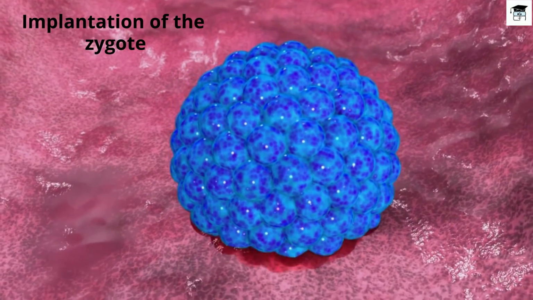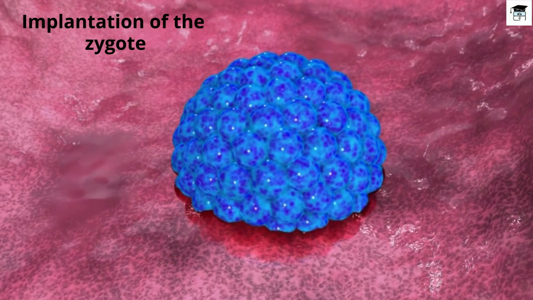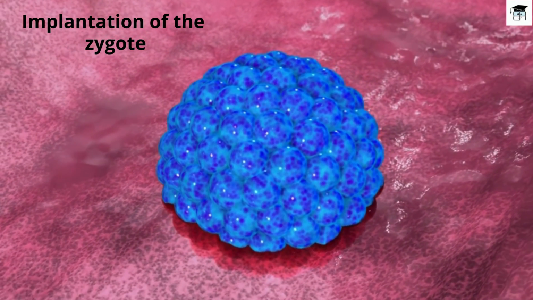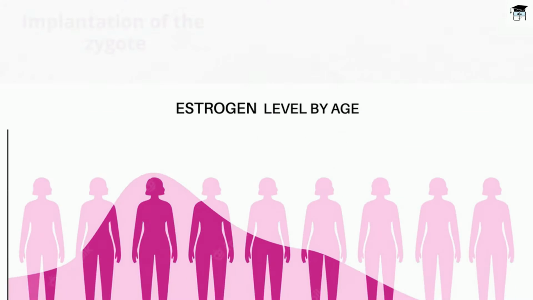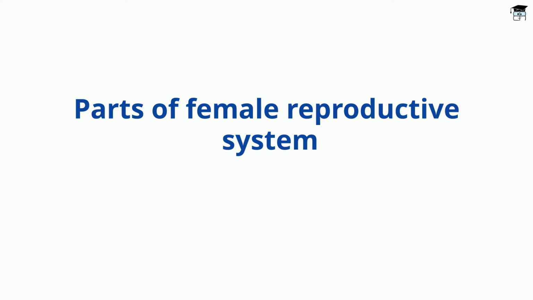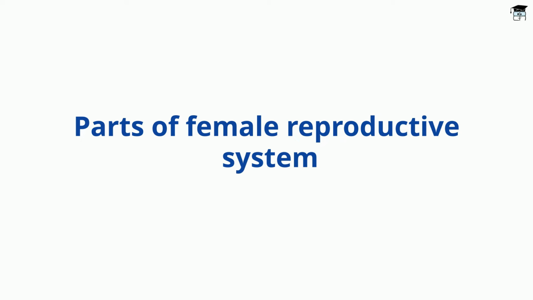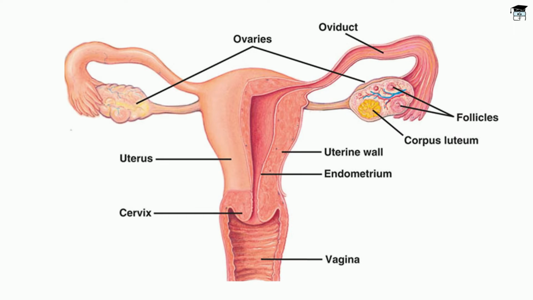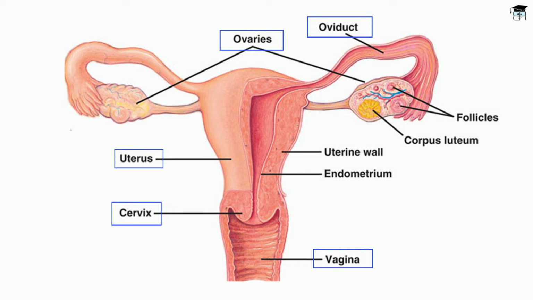Implantation of the zygote in the walls of the uterus is the next step after fertilization. Apart from fertilization and implantation, it is also involved in the production of hormones and helps in maintaining the reproductive cycle. Let us first start with naming the various parts of the female reproductive system. It is mainly composed of a pair of ovaries along with the oviduct, uterus, cervix, vagina and the external genitalia located in the pelvic region.